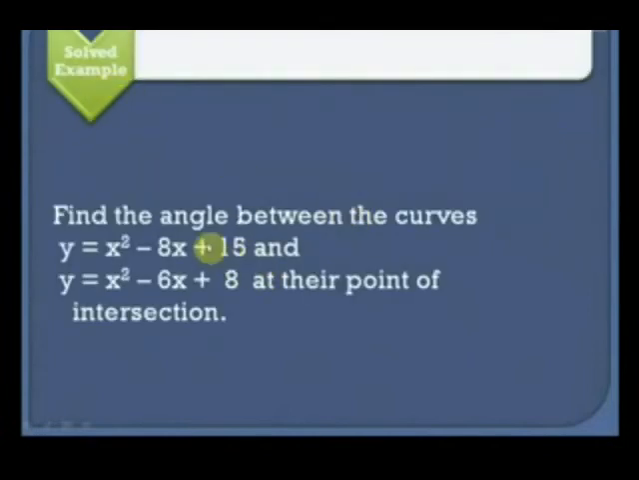Find the angle between the curves y equal to x square minus 8x plus 15 and y equal to x square minus 6x plus 8 at their point of intersection. So in this problem we have been given two curves, y equal to x square minus 8x plus 15 and the other curve is y equal to x square minus 6x plus 8. Now we have to find the angle between these two curves at the point of intersection.